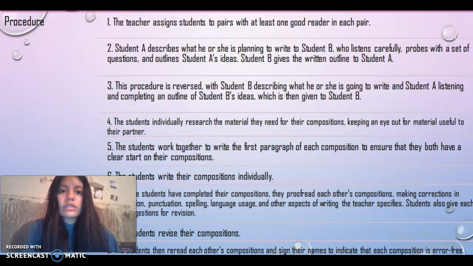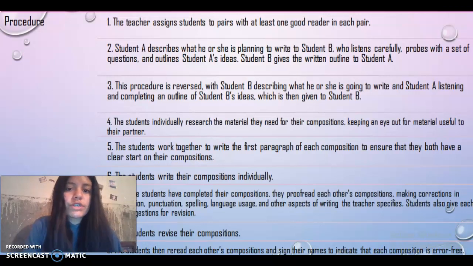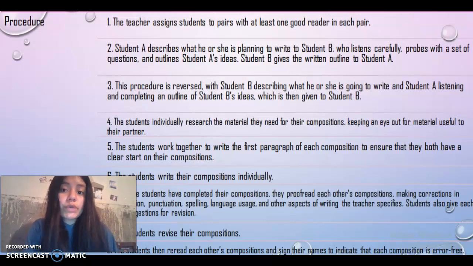The second one is, for example, student A describes what he or she is planning to write to student B, who listens carefully, probes with a set of questions, and outlines the student's ideas. Student B gives the writing outline to student A. This is the fourth procedure.